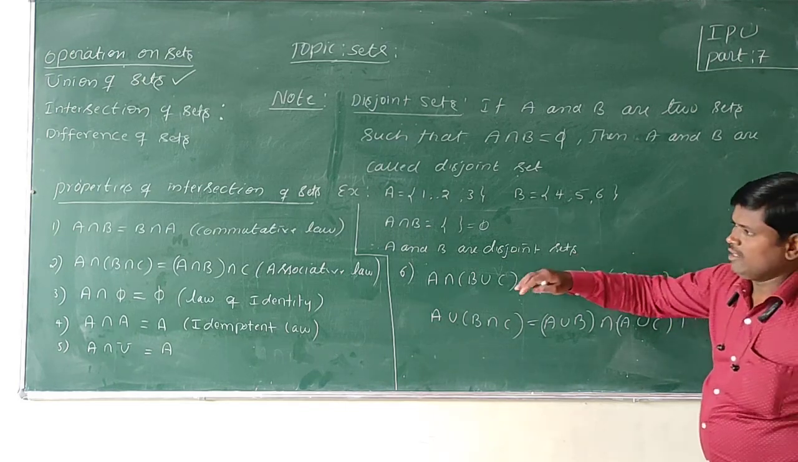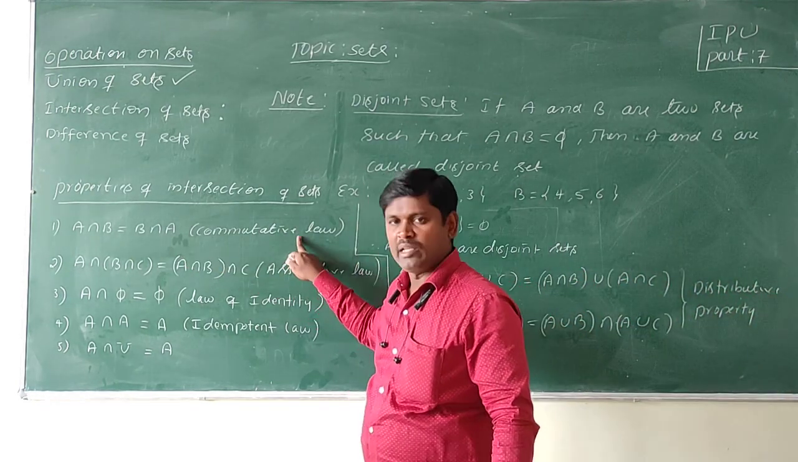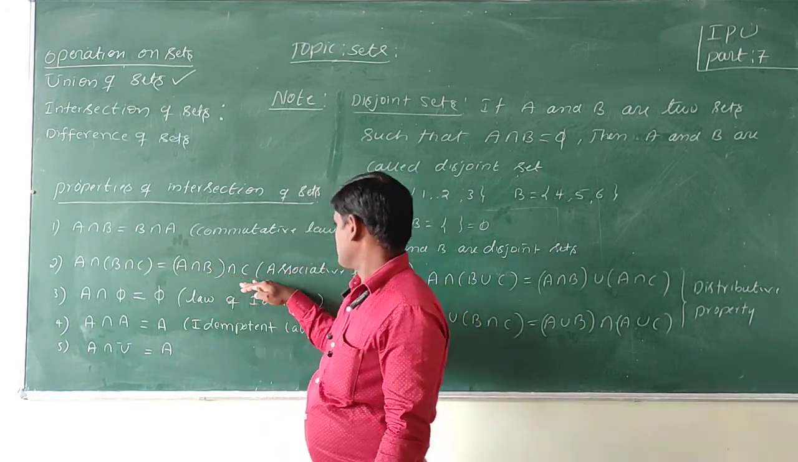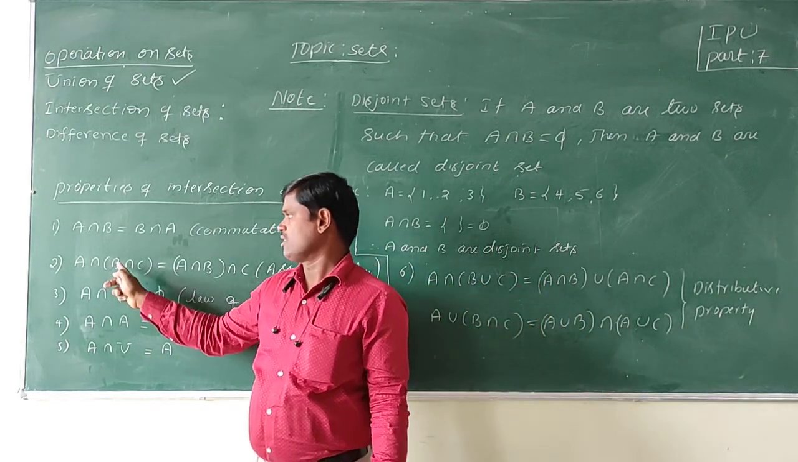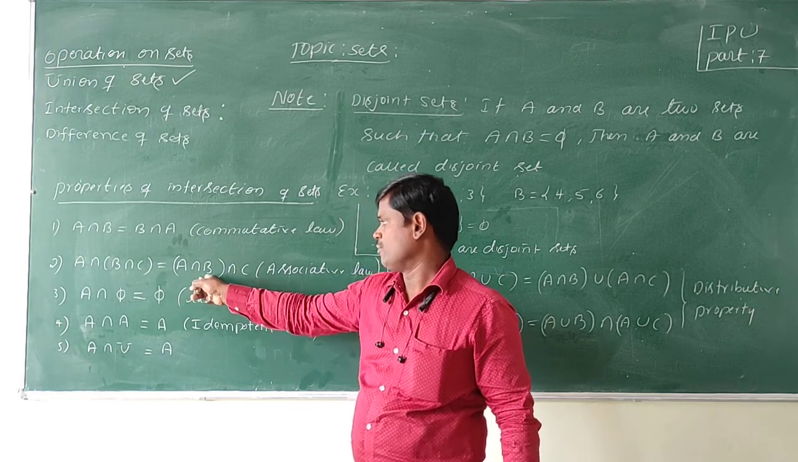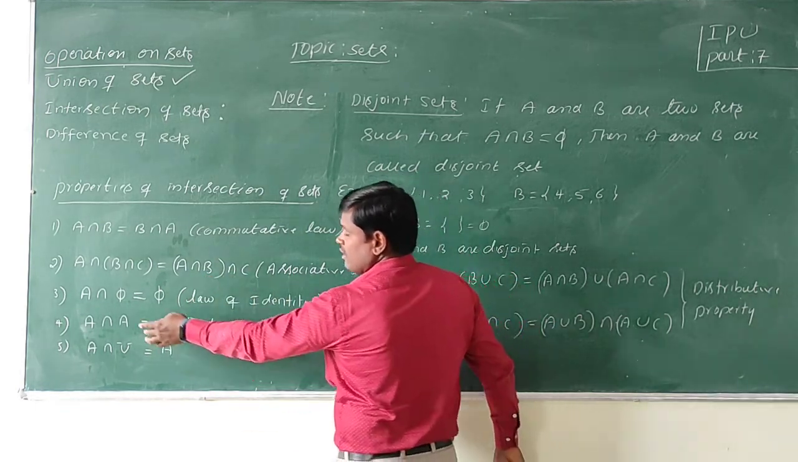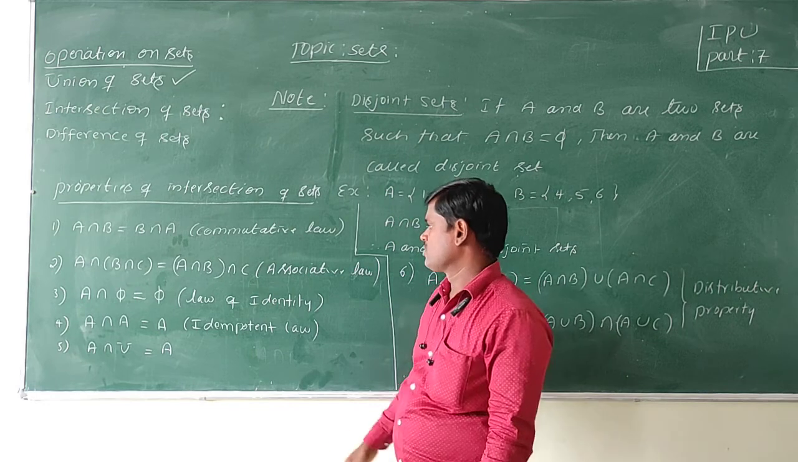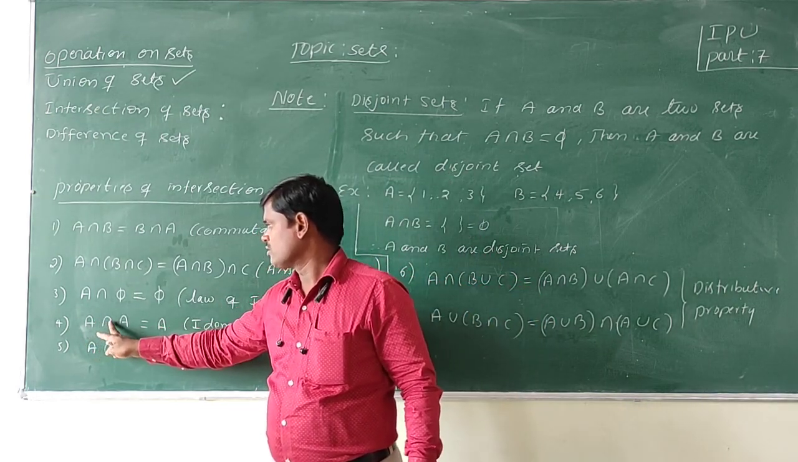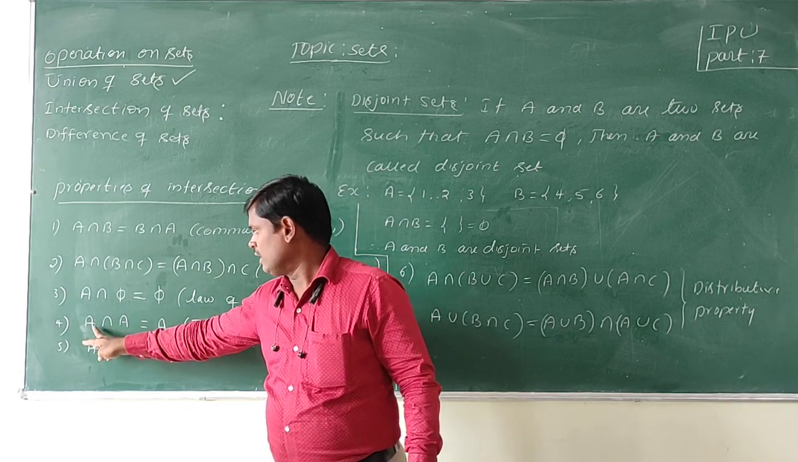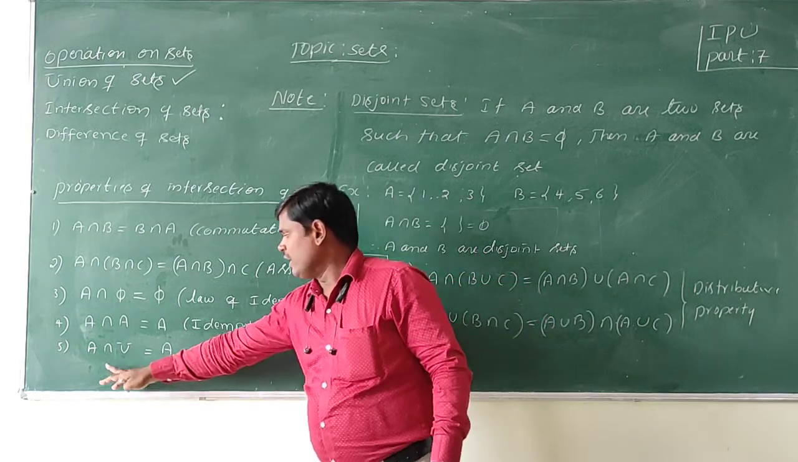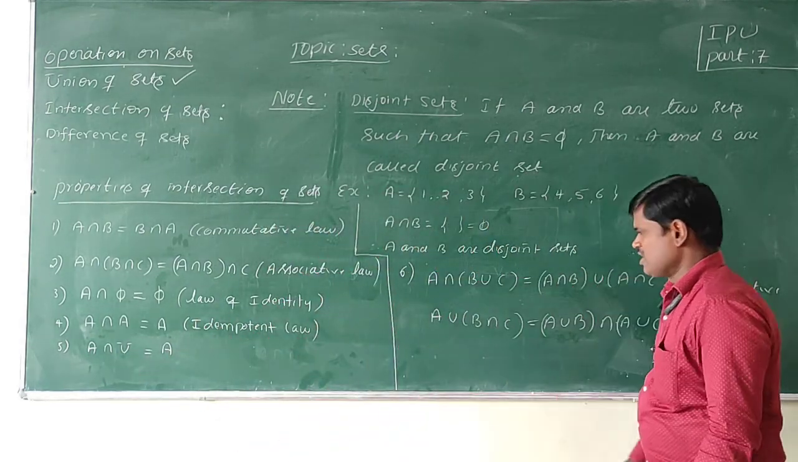Okay, so see here once again. This is the commutative property, which means A intersection B is equal to B intersection A. This is the associative property: A intersection (B intersection C) is the same as (A intersection B) intersection C. The next one is A intersection the null set is equal to the null set, so the identity law. A intersection A is equal to A, so this is the idempotent law. And A intersection U is equal to A.